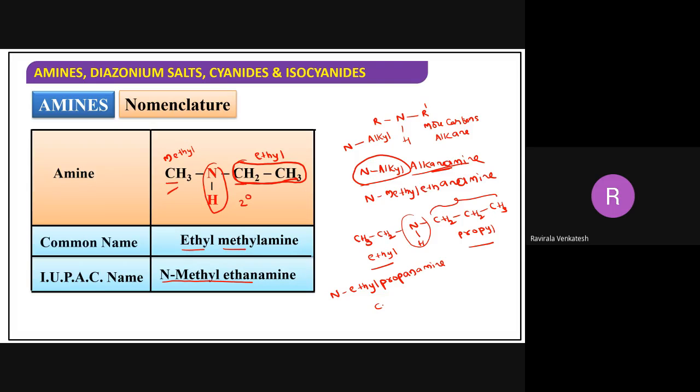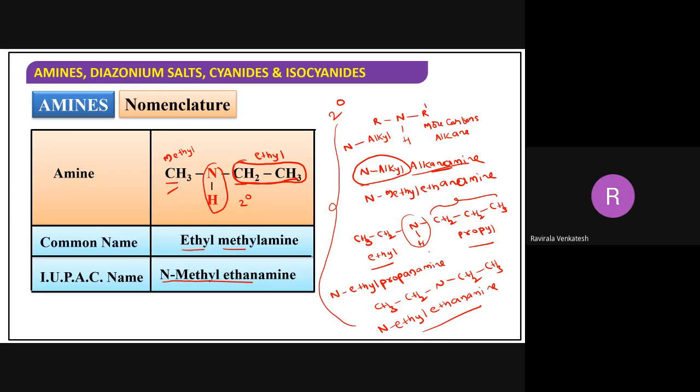Now, for example, if you have CH3, CH2, N, CH2, CH3, both are having the same number of carbons. The common name is diethylamine, isn't it? But in IUPAC nomenclature, both are the same, no? So in that case, you can select any one. N-ethyl, isn't it? Next, ethanamine. Finished. In this way, you can give nomenclature for other secondary amine compounds.